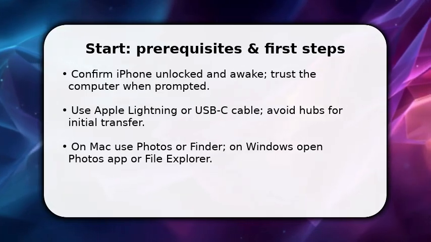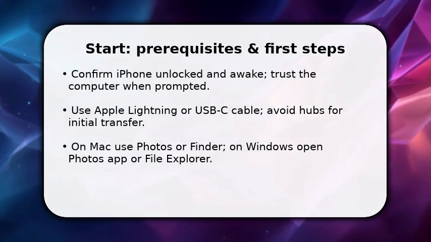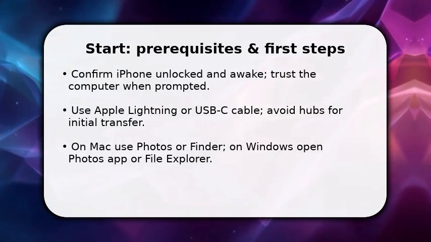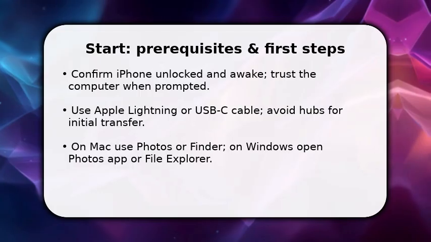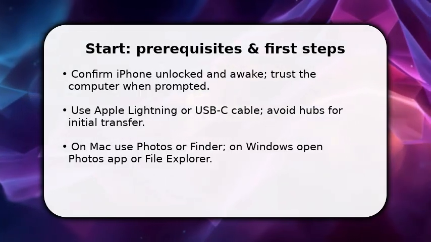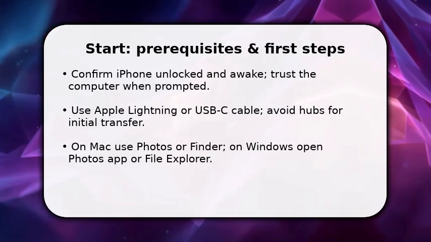Plug the iPhone into the computer with an Apple cable and unlock the phone so it stays awake. When asked, tap Trust and enter your passcode. This authorizes access. On a Mac, open Photos or Finder. On Windows, open the Photos app or go to File Explorer, This PC.